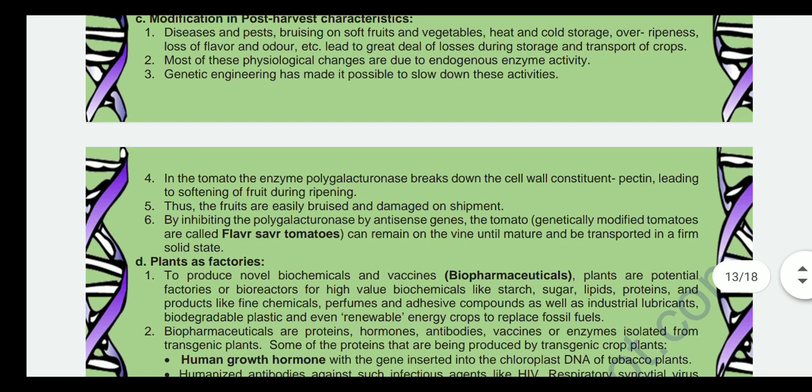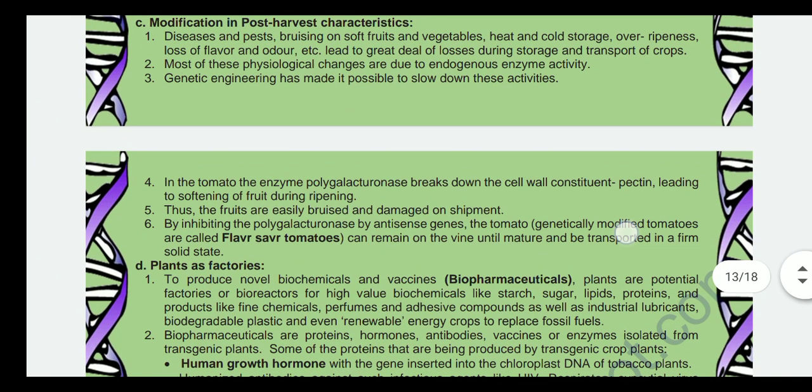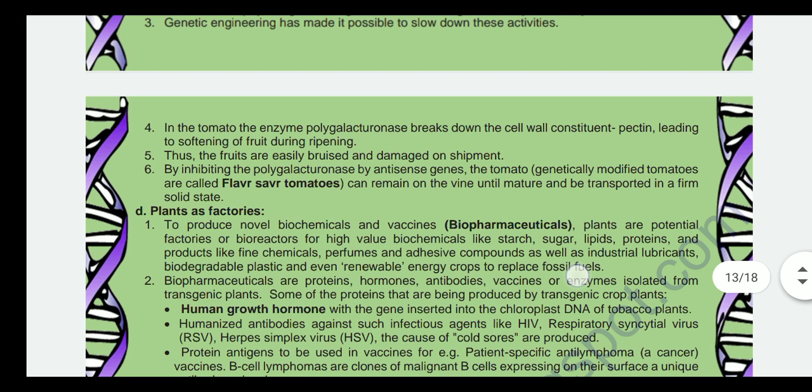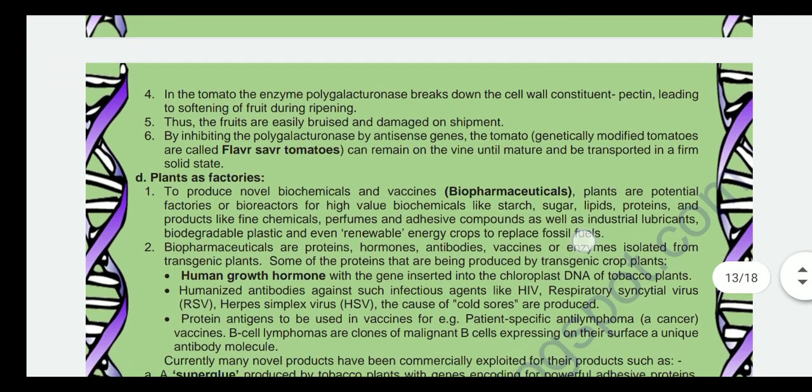are also developed. Modification in post-harvest characteristics, where the disease and pests actually bruise the soft fruits like vegetables, heat or cold storage, over-ripeness, loss of flavor and odor, etc., which lead to a great deal of losses during the storage or transport of crops. So which actually reduces its value. So most of the physiological changes are due to endogenous enzyme activity. So genetic engineering has made it possible to slow down these activities.